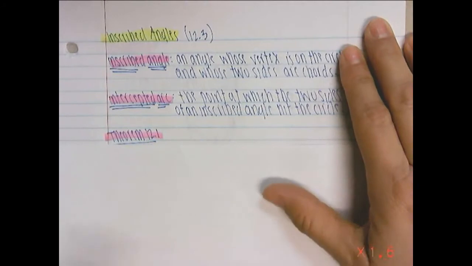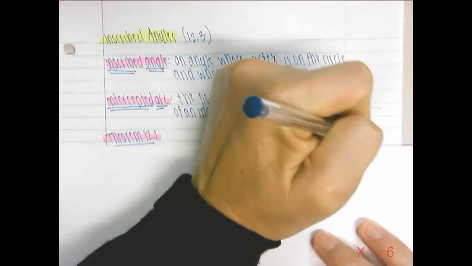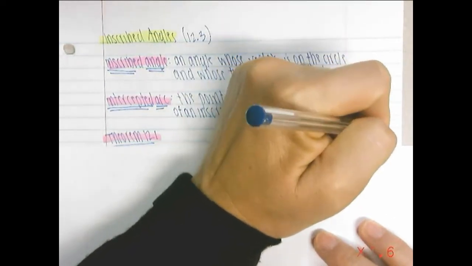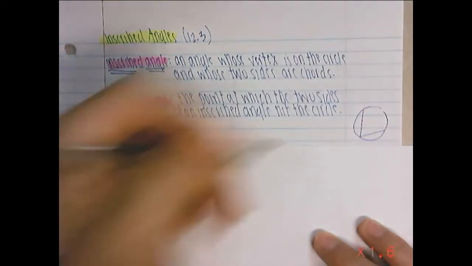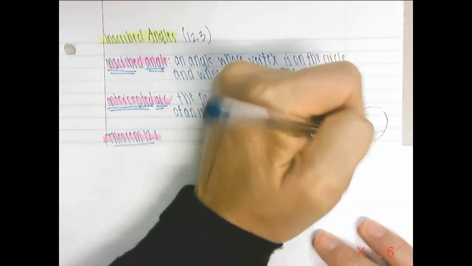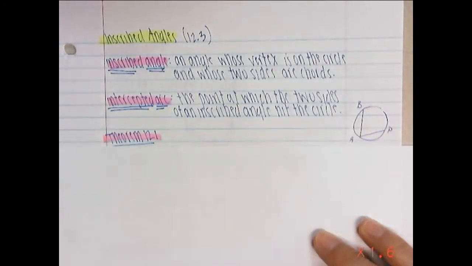If I were to draw that out over to the side here, this would be my inscribed angle, let's say it was BAP. This arc, BP, would be my intercepted arc.